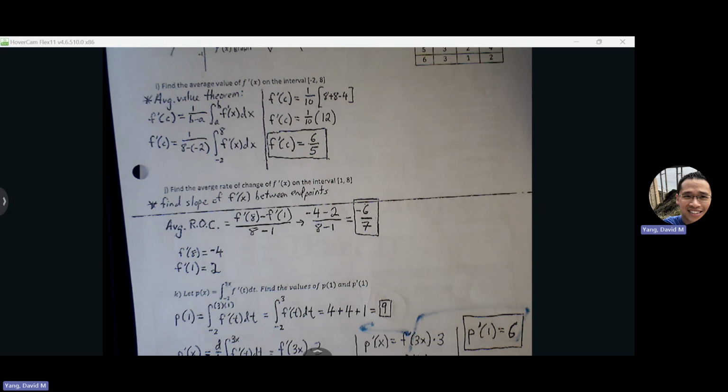For formulas, we got just triangle, rectangle, semicircle. Yeah, that's it. I would say trapezoids, but I think it's easier to just split a trapezoid up into triangles and rectangles.